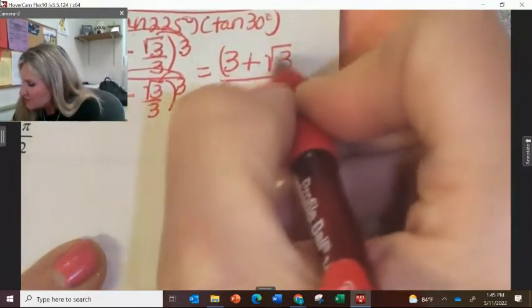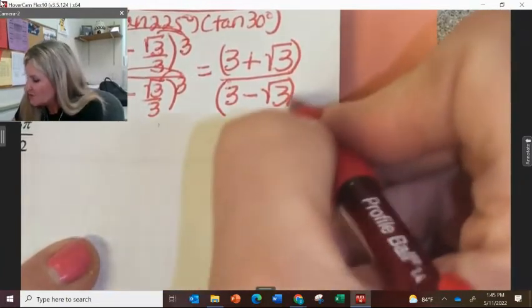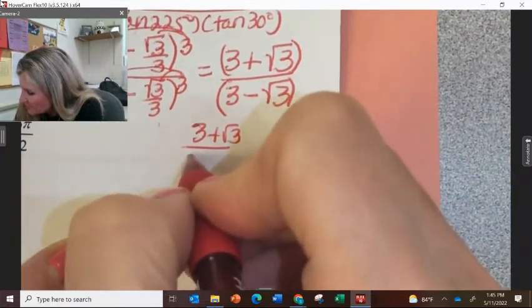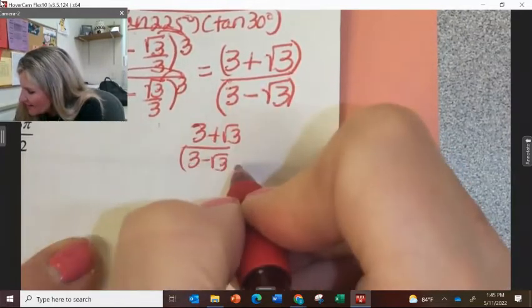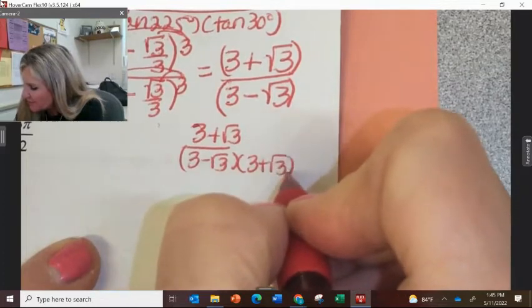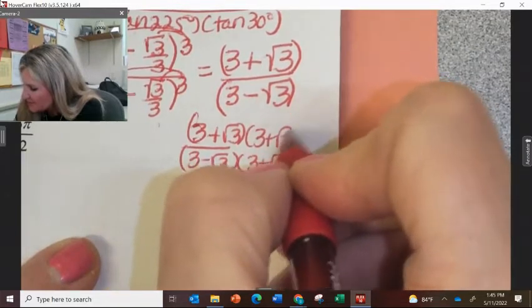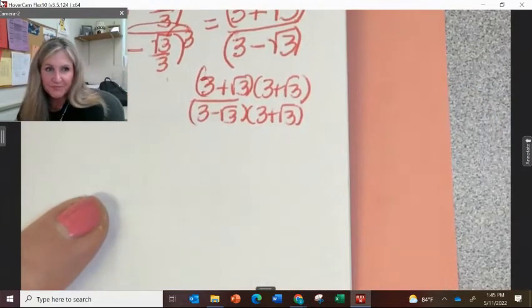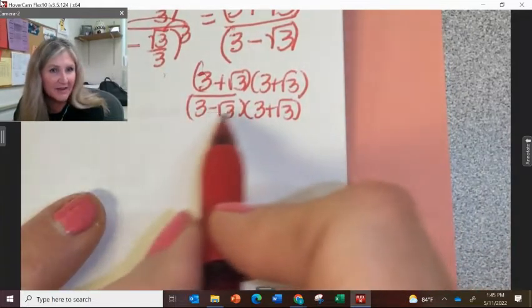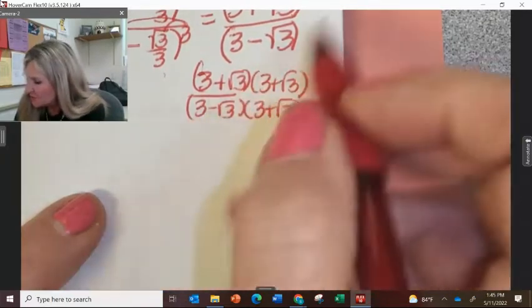So what we have to do is multiply by the conjugate of the denominator. I wrote that too big, so let me write it again a little smaller. I'm going to multiply by the conjugate here, which is 3 plus radical 3 on the bottom. If I do that on the bottom, I have to do it on the top too. I'm just multiplying by the conjugate of the denominator to get rid of this radical. Whenever I have two terms, that's what I do.